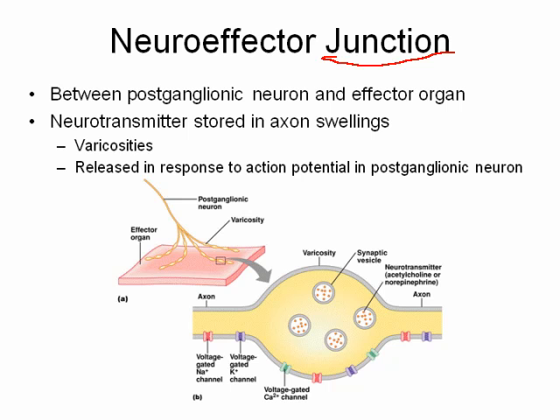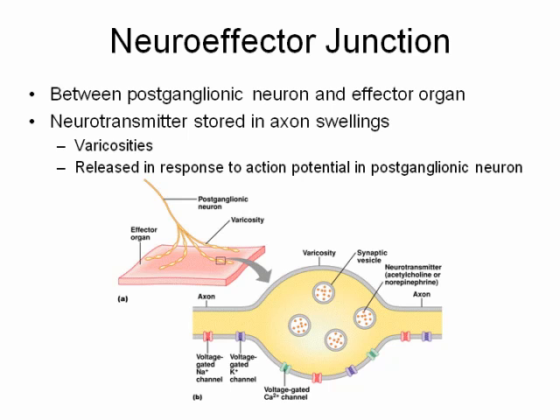So first of all, it's the junction or synapse between the postganglionic neuron and the effector organ. And the neurotransmitter is stored in axon swellings that we call varicosities. Think about varicose veins, if you're familiar with them. So these are these swellings, sort of like a little string of pearls arrangement along the axon, what's called the terminal axon here.